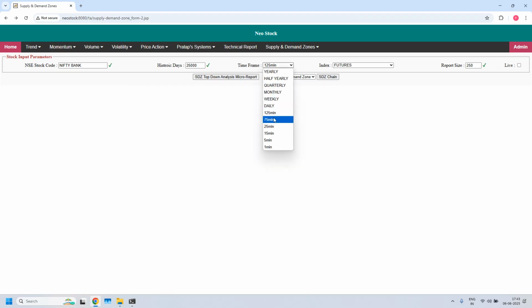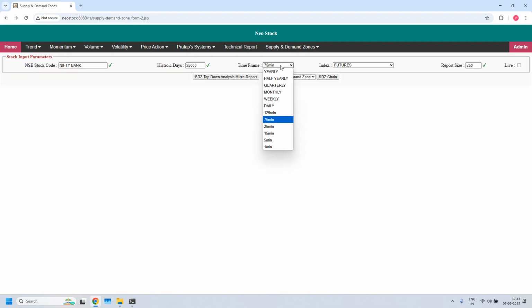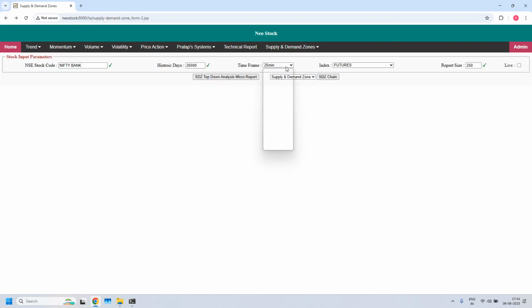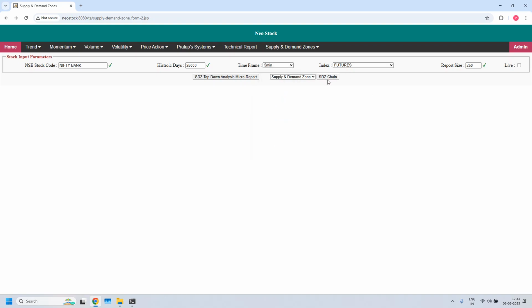Next, 75 minutes supply demand zone chain for Bank Nifty. Next, 25 minutes supply demand zone chain for Bank Nifty. Next, 15 minutes supply demand zone chain for Bank Nifty. Next, 5 minutes supply demand zone chain for Bank Nifty.